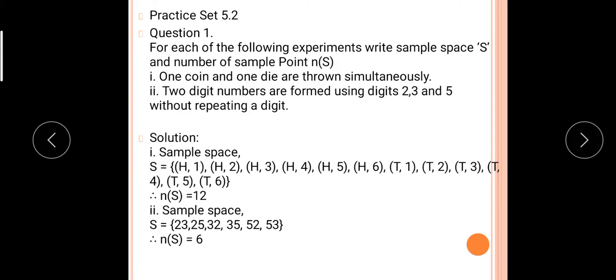Yeah? If it is like this, then it is same only. Okay, now second, so n of s is how much? N of s means total number of outcomes. These are 12. Now 2-digit numbers are formed using the 2, 3 and 5 without repeating a digit. That is very important. Without repeating a digit.